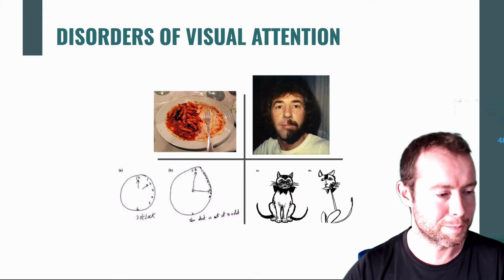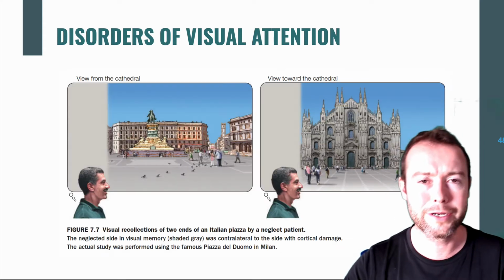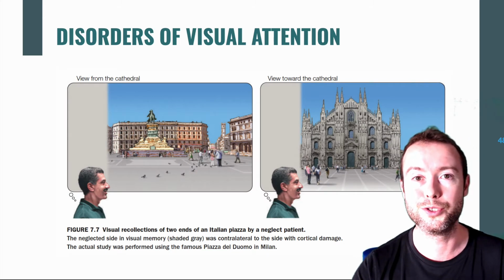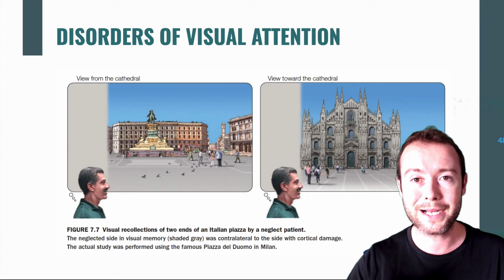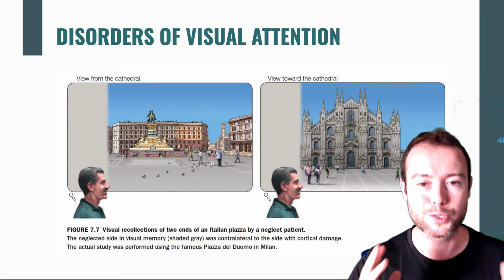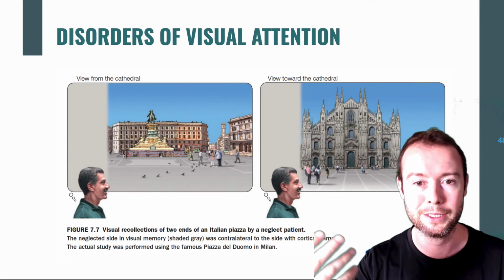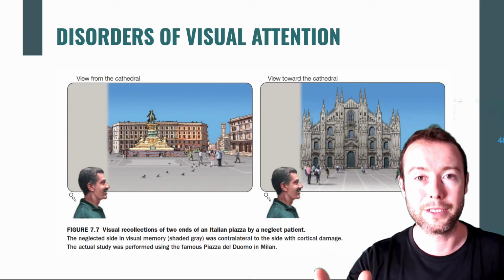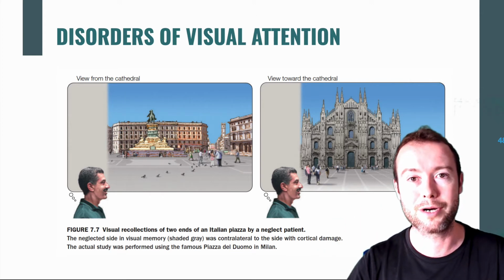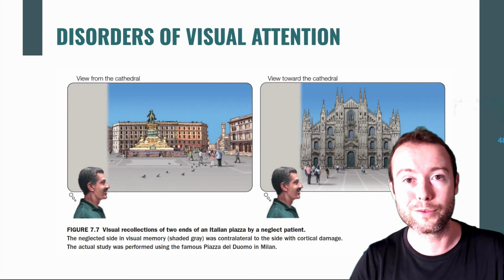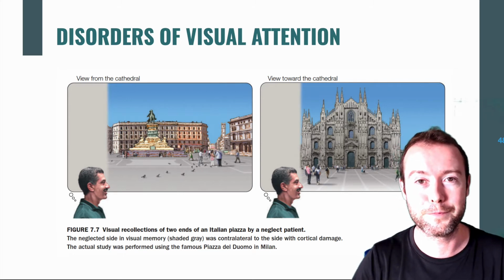We've got the top left ear present there, but the majority of information on the left has been neglected. There was also a famous case of an Italian patient with neglect who was asked to imagine themselves standing in the square, the main Piazza del Duomo in Milan, in a particular orientation and to describe everything that they could see. They would neglect everything that was on the left-hand side of the square.